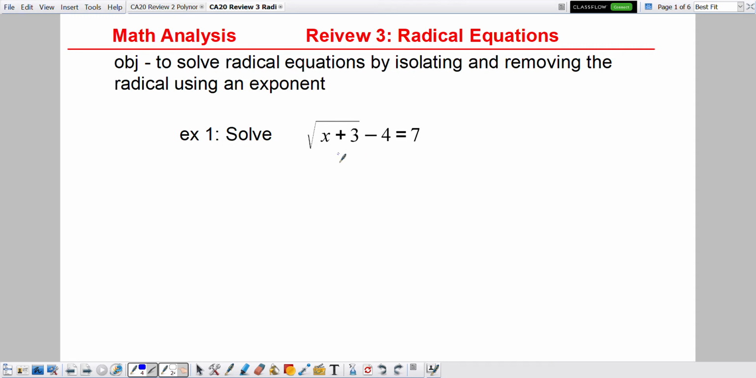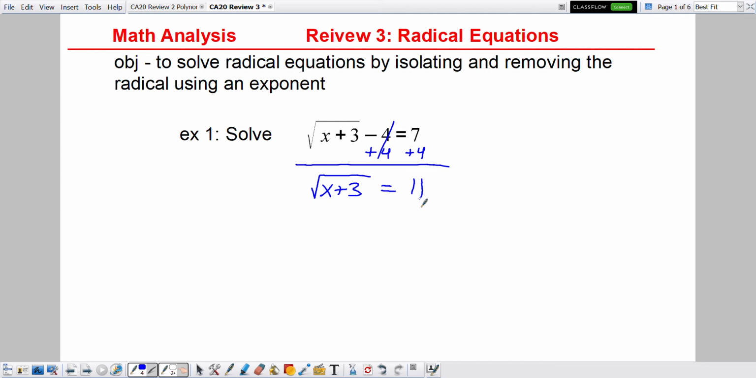So the first thing I want to do is get rid of anything else that's not inside the square root. This negative 4. The way I do it is just like you always would do. Just add 4 on both sides. It cancels out the negative 4. You still have the square root of x plus 3, but now on the right side it equals 11. You have now isolated the radical. Most of you know what to do next.